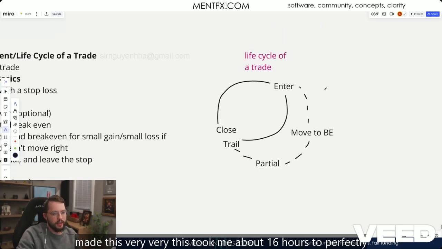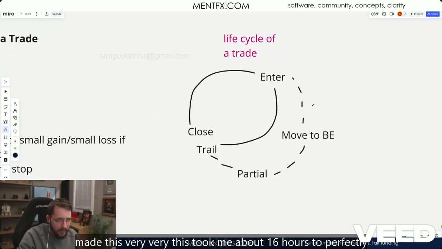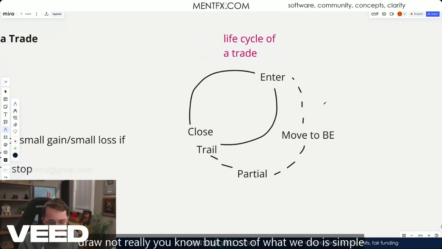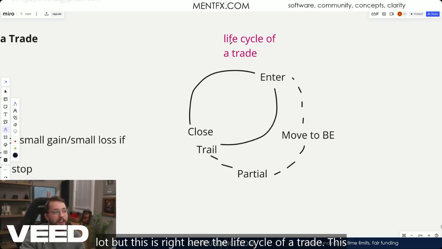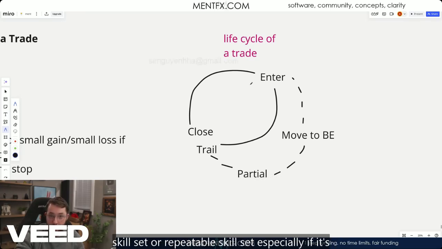Now, this took me about 16 hours to perfectly draw. Not really, but most of what we do is simple, and sometimes seeing it visually helps a lot. But this right here is the life cycle of a trade. This is ultimately everything that trading comes down to as a repeatable skill set, especially if it's profitable. If you have a profitable system, this is all it comes down to.